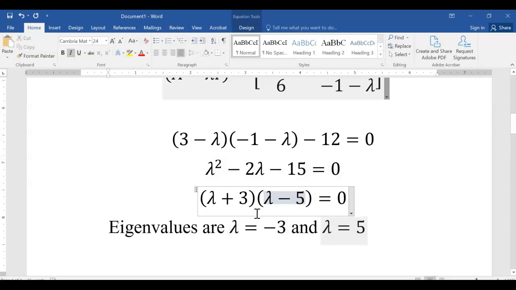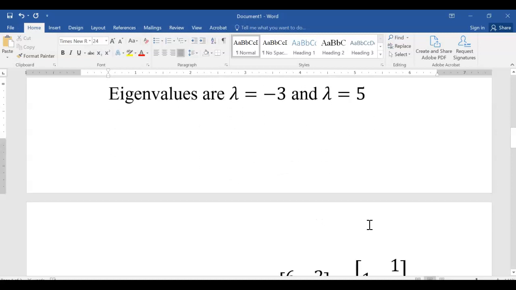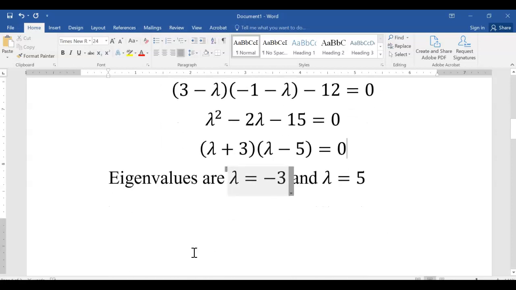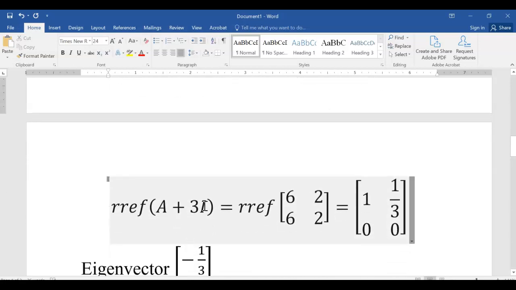Okay, so when you factor that, you get lambda minus 5 times lambda plus 3. That means your eigenvalues are -3 and 5. Once we have those, we plug those in for the lambda here. If I plug in -3, you're going to be looking at A plus 3 times the identity. We're going to row reduce that. So by the way, A plus 3 times the identity is 6, 2, 6, 2. When you row reduce that, you get 1, 1/3, 0, 0.